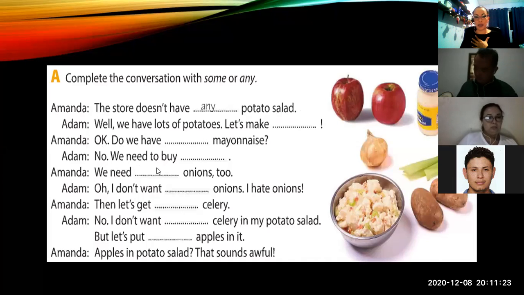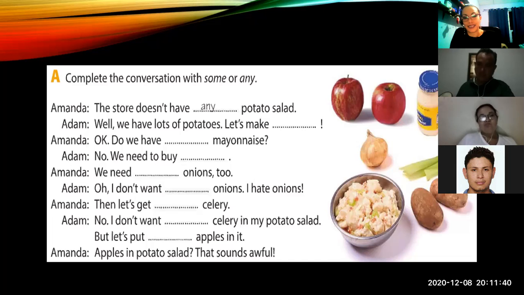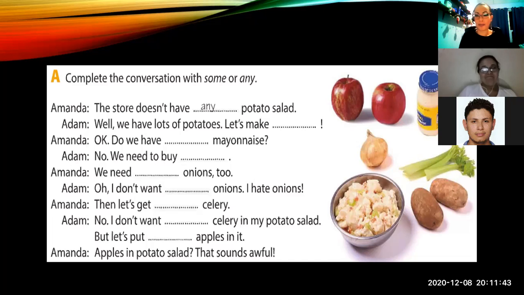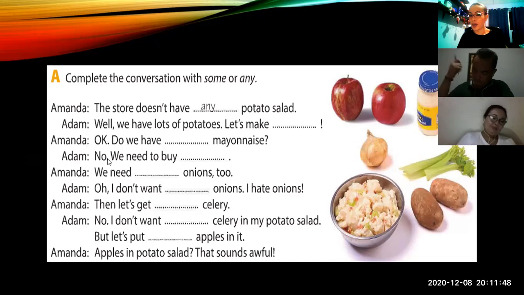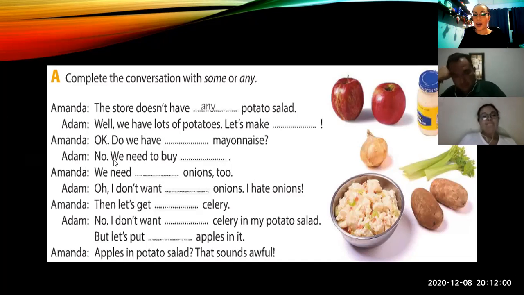And here, we need to buy... any. Okay. Oí some y escuché any. La respuesta es some. Porque hasta aquí llega la negación, donde dice no, hay un punto. Ahora, esta es una oración afirmativa. Necesitamos comprar un poco. We need to buy some. El punto aquí me indica que aquí voy a empezar una oración.